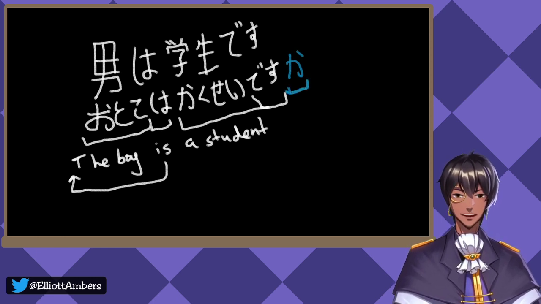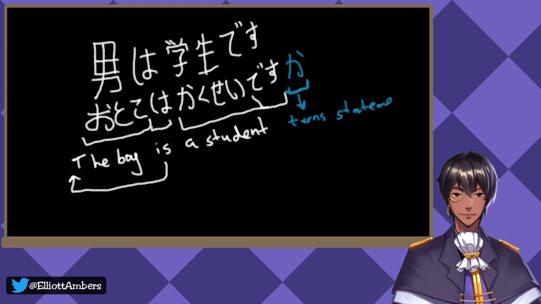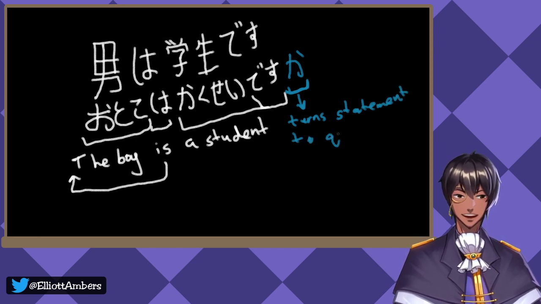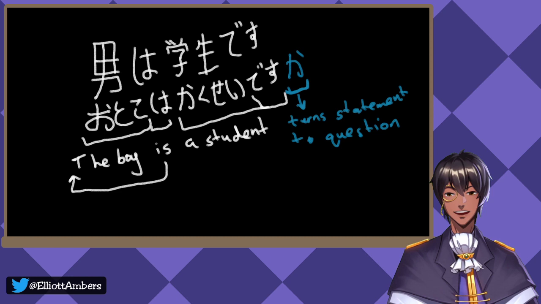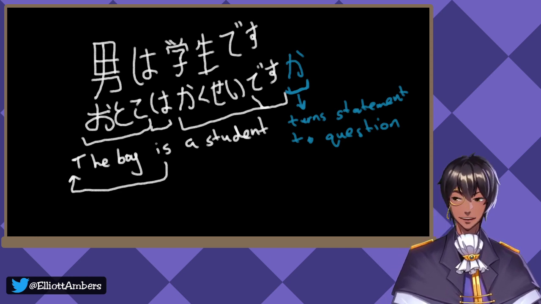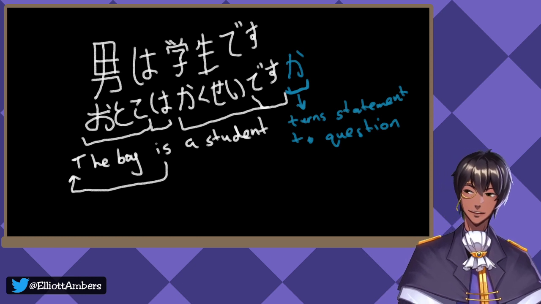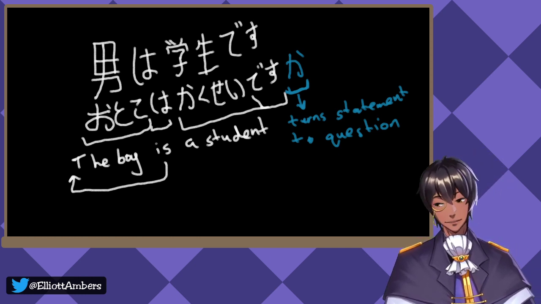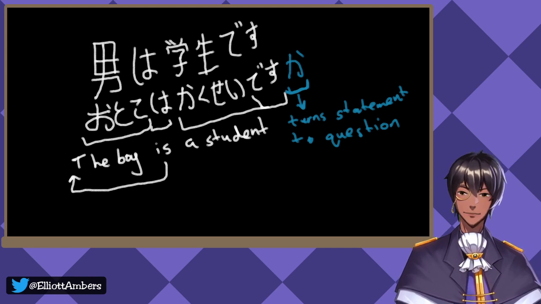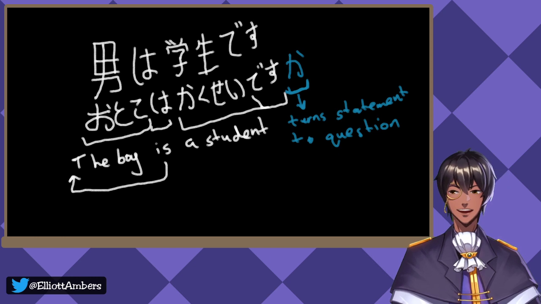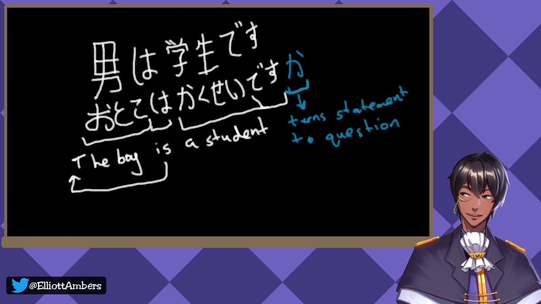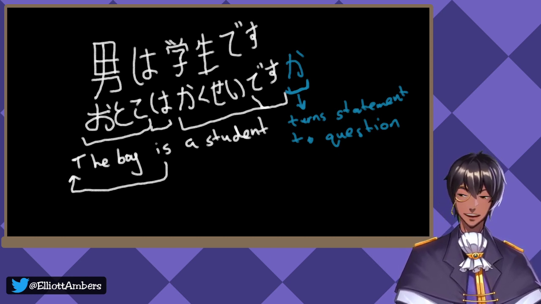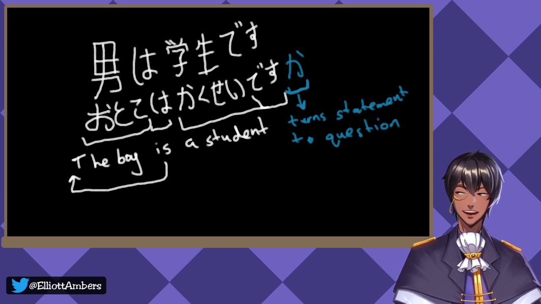And this, the ka, turns statement to question. So in this case here, the sentence would read out as, is the boy a student? Otoko wa gakusei desu ka? And you would have your inflection also rise up at the end, kind of like how in English we would say, is the boy a student? That inflection also helps you express that this is a question you're asking. So there's nothing that changes except for the ka at the end. You could say any kind of statement, but the term that we use in order to indicate that you're asking something is the ka at the end.